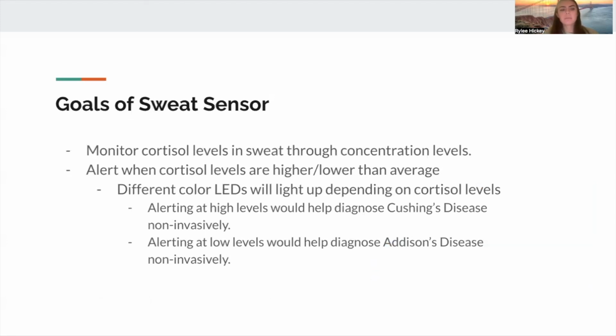Some goals that we have for our sweat sensor are to monitor cortisol levels through the concentration of cortisol in the sweat. We also want our device to alert when the cortisol levels are higher or lower than average. To implement this idea, we used different color LEDs that will light up depending on the cortisol levels. A certain color will alert at high levels, which could help diagnose Cushing's disease, and a different color will alert at low levels to help diagnose Addison's disease. Both of these would be done non-invasively since we are using sweat.